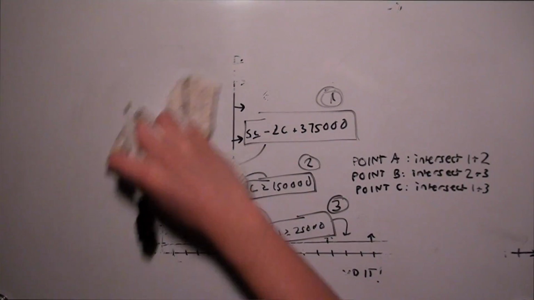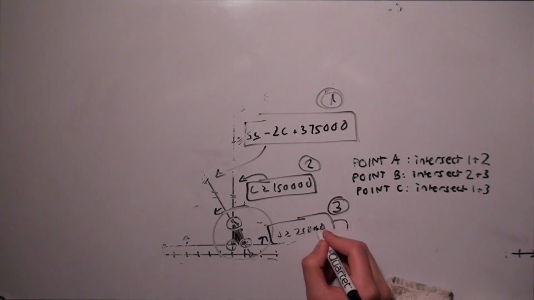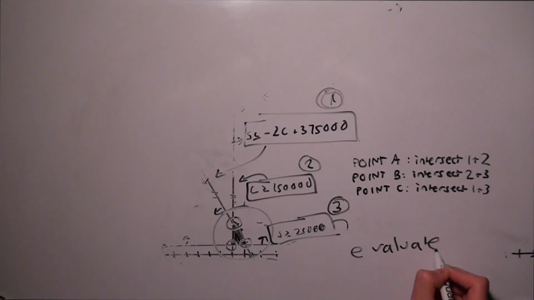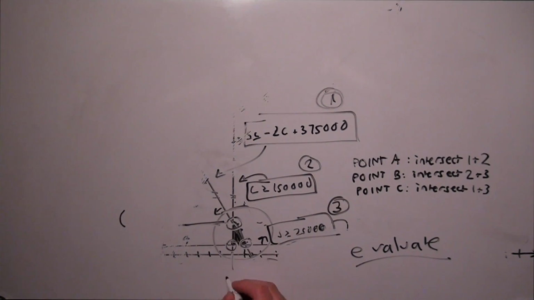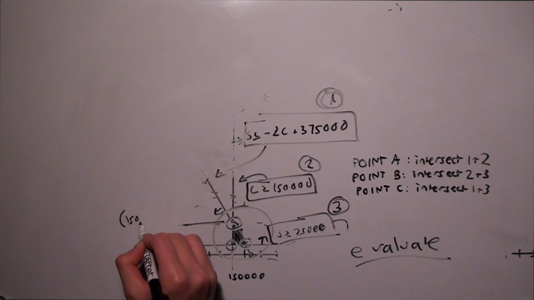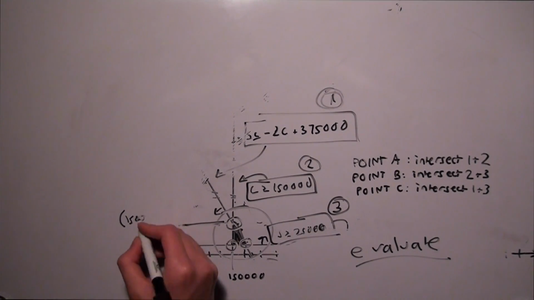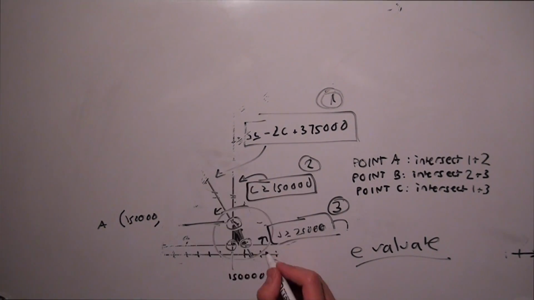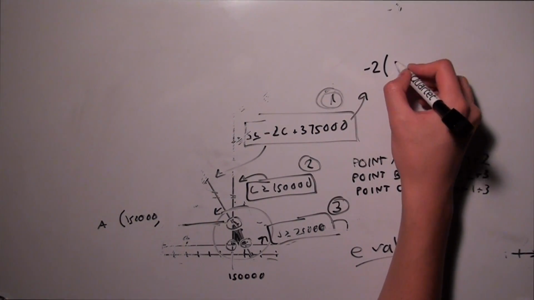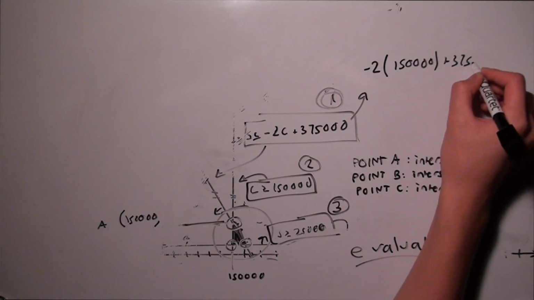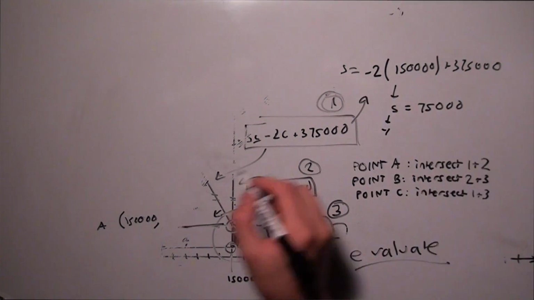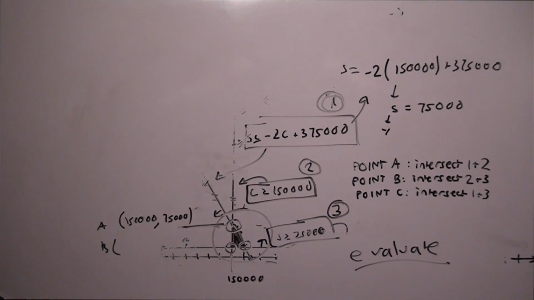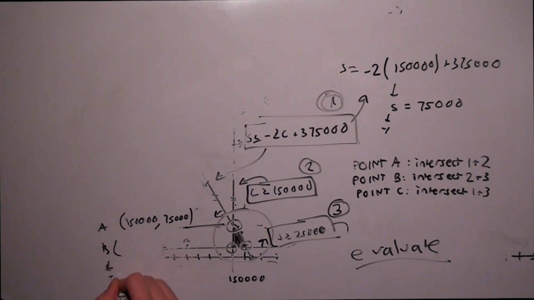So now we're going to have to evaluate all of these in terms of the other in order to find their missing values. Since we know that line 2 is C is greater than or equal to 150,000 and lies on 150,000 x, we can know that this point A lies on 150,000 x. So let's put that in. Then we're going to have to find the y value for that. We're going to have to define negative 2C plus 375,000 in terms of 150,000 as x. When we evaluate that, we get S is equal to 75,000. Remember, that's y. So 150,000, 75,000.